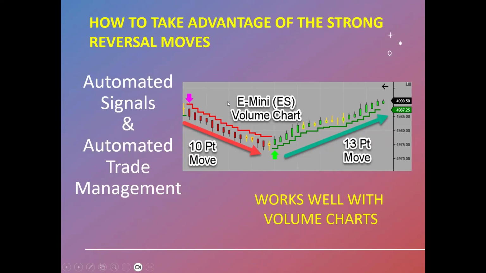All right, so here's another example with an E-mini chart where the bars turned red. We had a sell signal, we had a 10-point move down, turned around, had a buy signal for a 13-point move up. So you can see we do automate the signals.